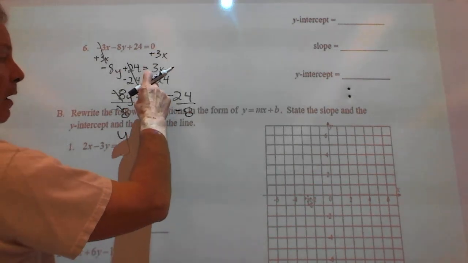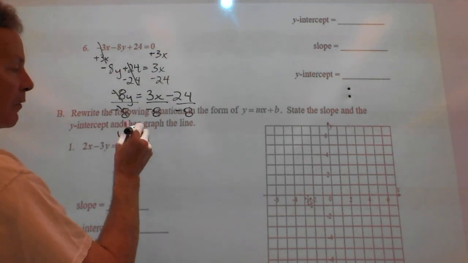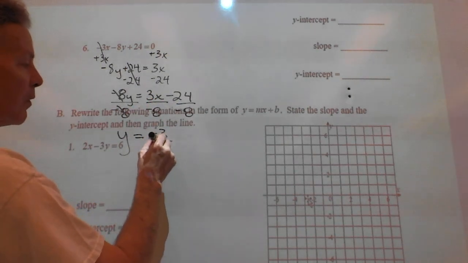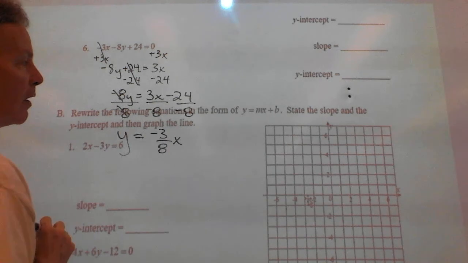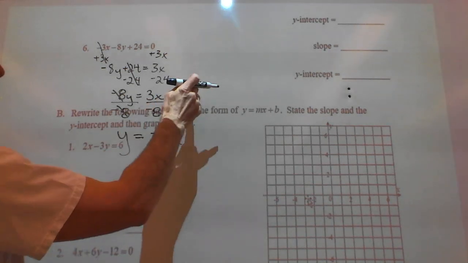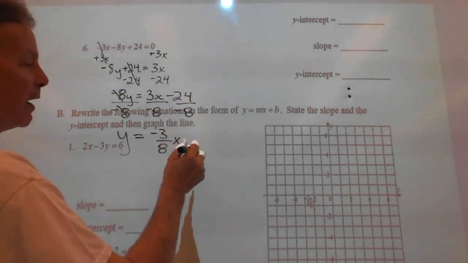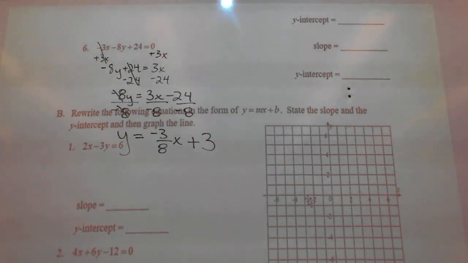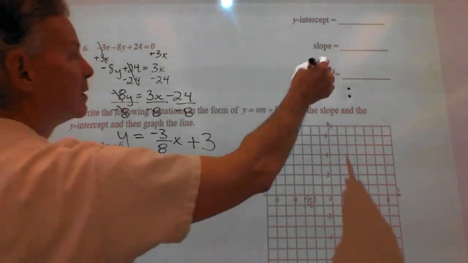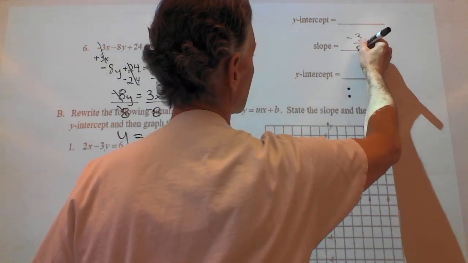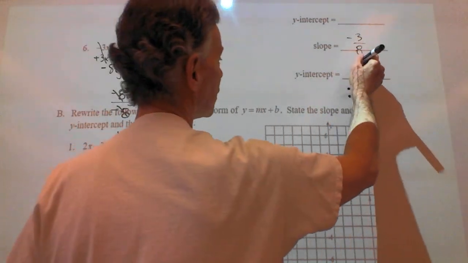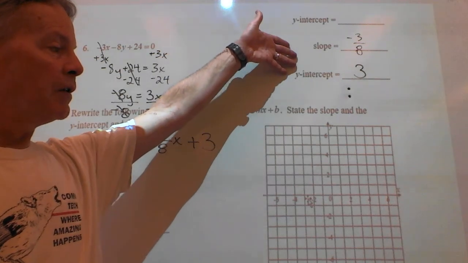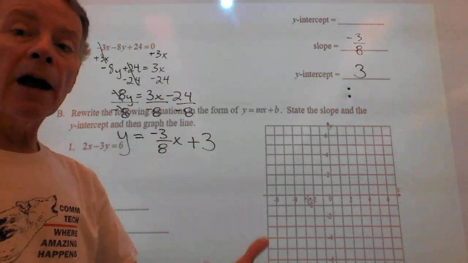For this one, let's just leave it as a fraction. I don't want you changing these to decimals. We'll just write it as negative 3 over 8 times x. Okay? For this one, negative 24 divided by negative 8, a negative divided by a negative will give us a positive value. And so, what's our slope? Negative 3 over 8. What's our y-intercept? 3. Okay? Remember, if we have these two pieces of information, we can graph the line.